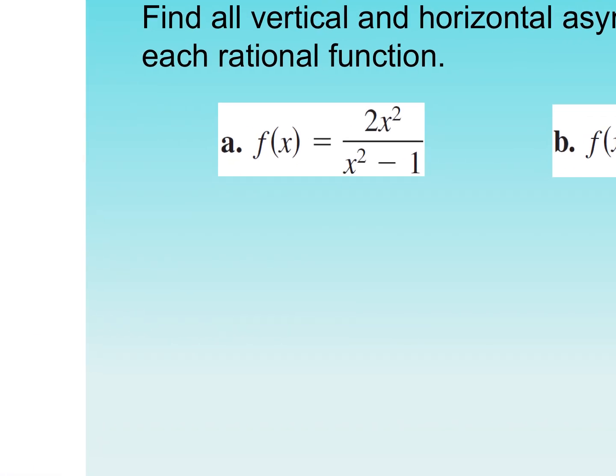So first thing we want to ask ourselves, are there any common factors in the numerator and the denominator? Because that will affect our vertical asymptotes. Here, I can't factor my numerator, but can I factor the denominator? What does it factor into? X plus 1, x minus 1. Do we have any common factors? No. We would need an x plus 1 or x minus 1 on the top to cancel something out. So we don't have any common factors. So let's go ahead and find our vertical asymptote and horizontal asymptote.